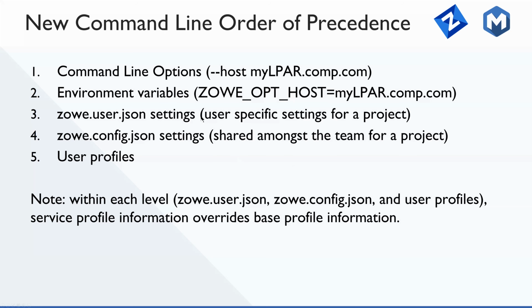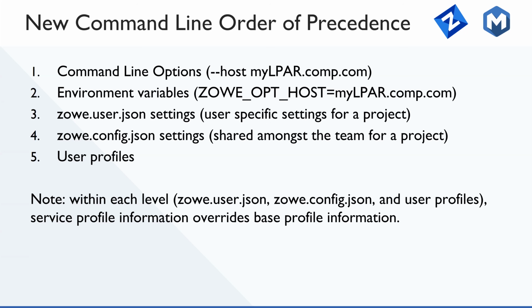And just to state, I don't know if everyone's familiar with the command line order of precedence, but when you run a command, the first place we look for an option is, did the user specify it on the command line? And if the answer is no, we look for environment variables. Environment variables have a special naming scheme, ZOWE_OPT_ and whatever the name of the option is. If it's there, we take it.